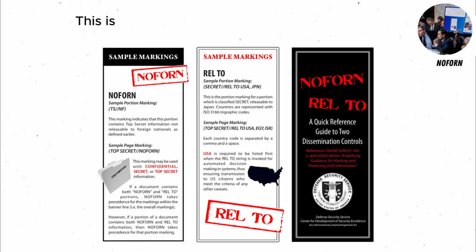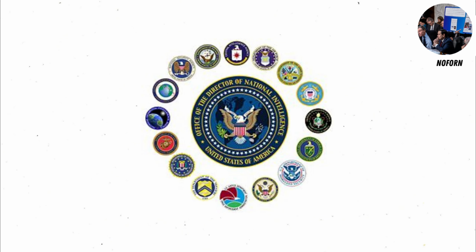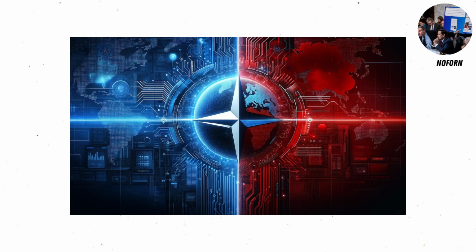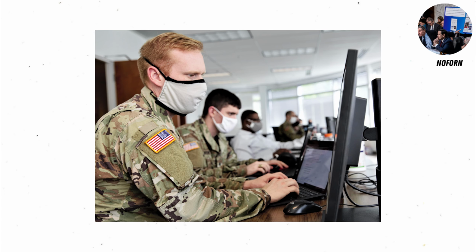NOFORN. This is a control marking that restricts information from all foreign nationals. It applies across classification levels. Even allied governments are denied access. NOFORN preserves information as strictly American property. Its function is isolation. It prevents intelligence, technology, or strategy from spreading beyond U.S. control. Even when sharing intelligence with allies, NOFORN ensures certain details remain domestic.